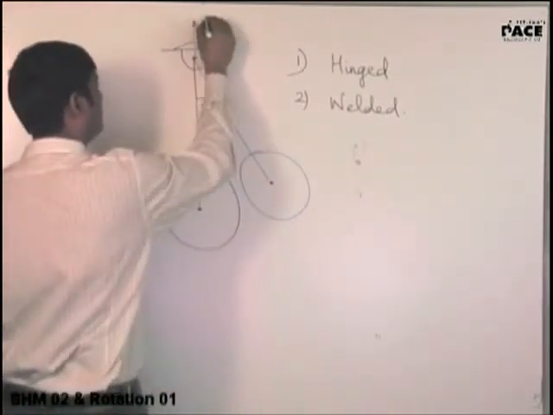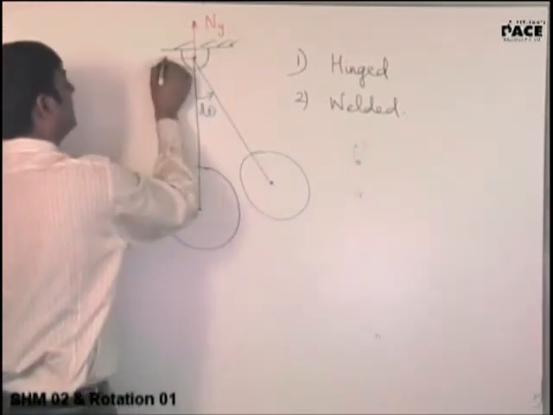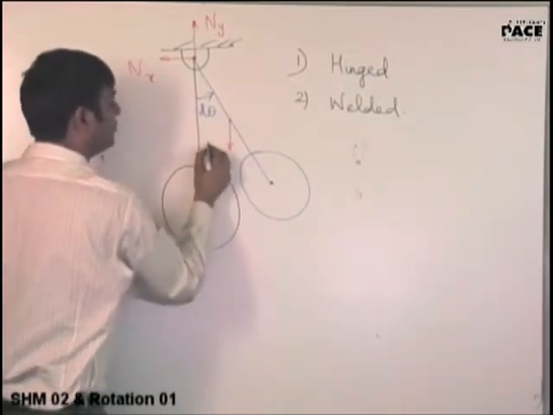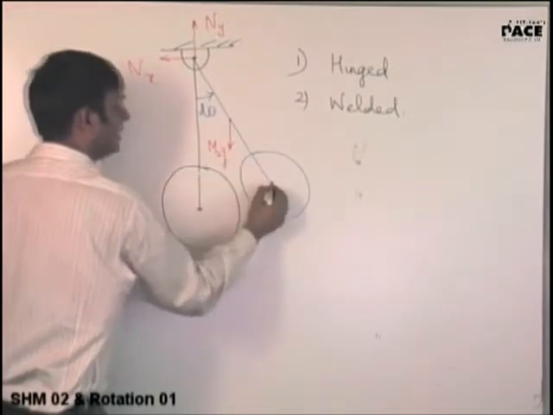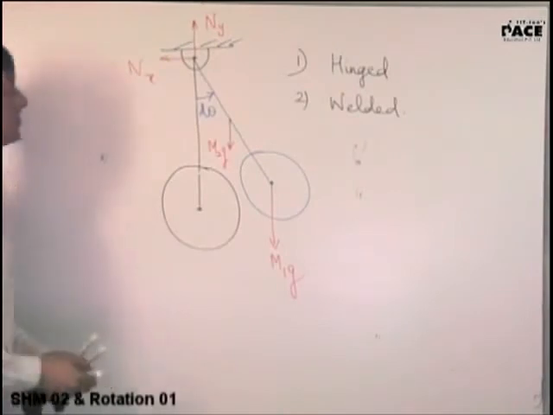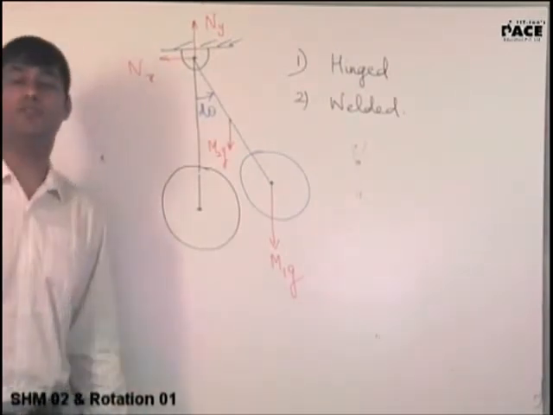Please see. Some normal reaction here, Ny, Nx. There will be M2G. There will be M1G. These are the external forces.